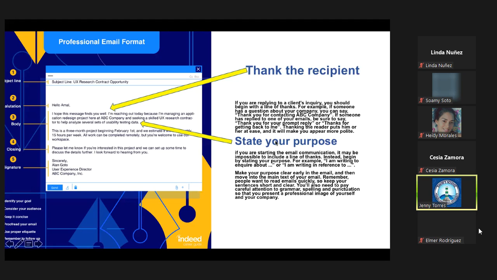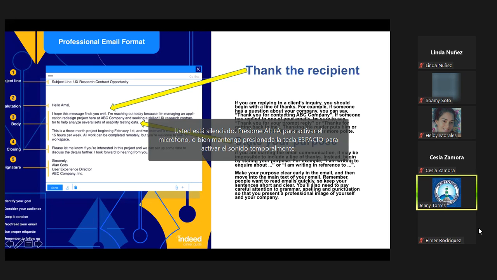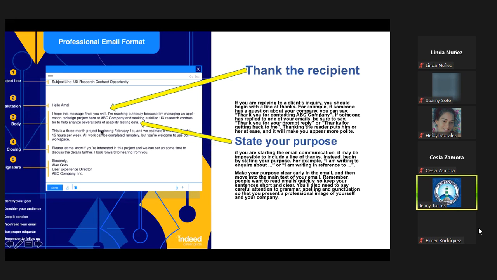So, state your purpose. Y aquí es por eso que les pedimos acá, keep it concise, sean concisos, precisos, okay? It says keep it concise, state your purpose. You're gonna write down your message. Why are you writing? And your message have to go straight to the point. Your message have to be very clear, and it has to be as short as possible, so that you have your idea in few statements, ¿ok?